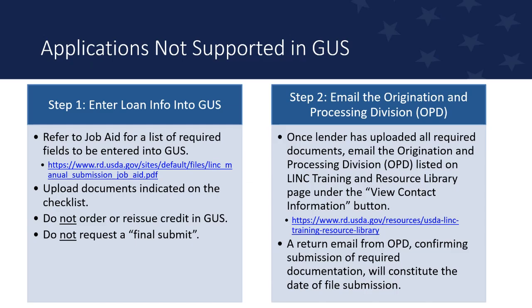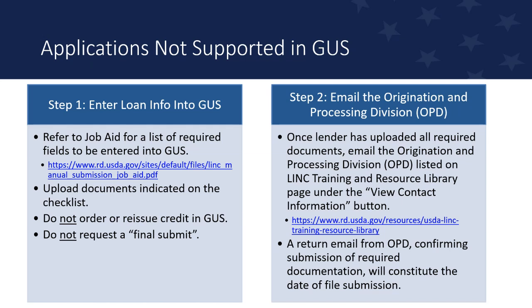Currently, there are two types of loans that are not supported by GUS for final submission. One is any pilot programs, and the other is the Streamline Assist refinance loans. However, GUS is used for documentation upload on these types of files. This is to ensure the documents are uploaded securely to protect PII. Once uploaded, you do not submit these types of files for final submission in GUS.